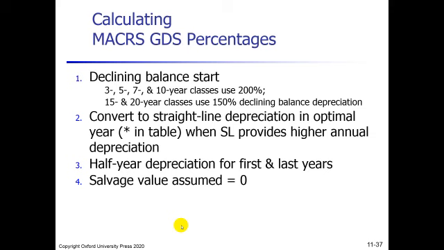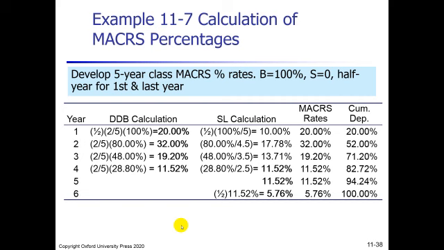And then the asterisk in there denotes when straight line depreciation takes over. We'll see an example of that on the next slide. And then you also have the half-year depreciation model in the first and the last years. And again, we're assuming no salvage value at all. So in this slide, we will actually see where some of those MACRS rates come from. This is using a 5-year class.